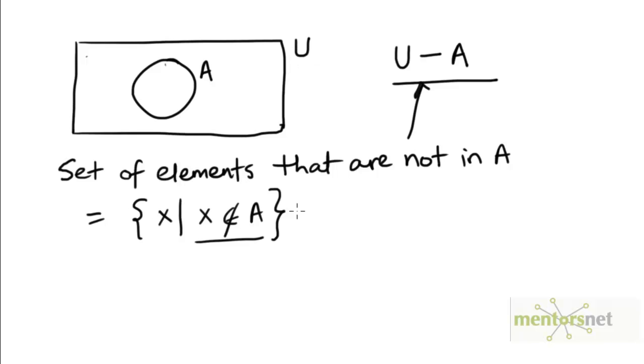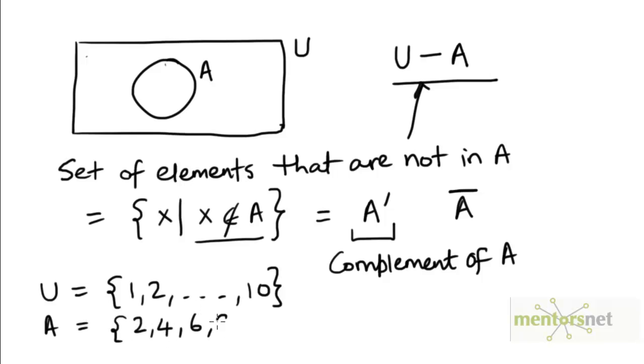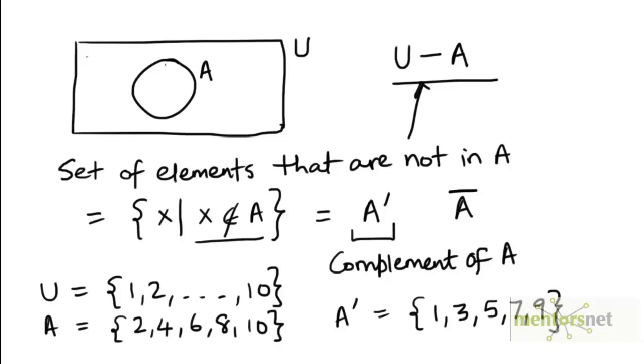Now this set is given a special name. It's called A complement. Sometimes it's denoted as A with a bar on the top. So this is the complement of A. So the complement of A is the set of all elements which are not in A. For example, if U is defined to be the set of natural numbers from 1 to 10 and A is defined to be the even numbers 2, 4, 6, 8 and 10, then the complement of A would be the set of odd numbers 1, 3, 5, 7 and 9. So these are all the numbers which are not in A.